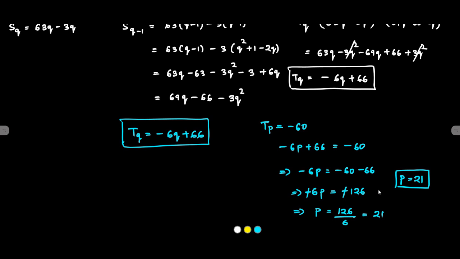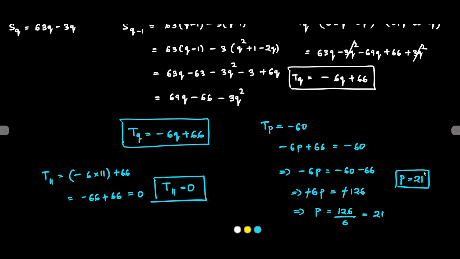Then it is asked to find the 11th term. So T11: here in place of q we will substitute 11. So minus 6 into 11 plus 66, that is equal to minus 66 plus 66, that is equal to 0. So the 11th term is equal to 0. We were asked to find the value of p and the 11th term, and we have got them.